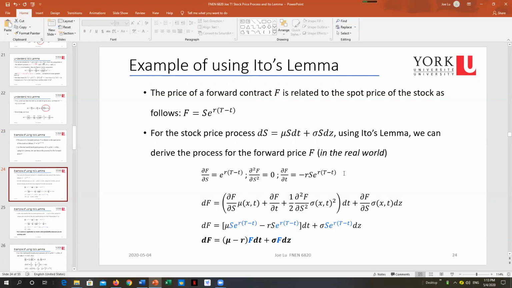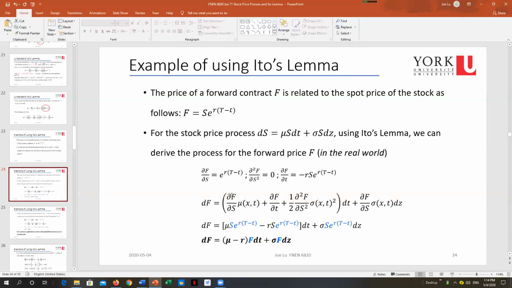So you now have everything you need to construct the process for the futures contract or the forward contract here. We ignored the difference between forward contract and futures contract in this particular example. We'll actually ignore that for the entire course.